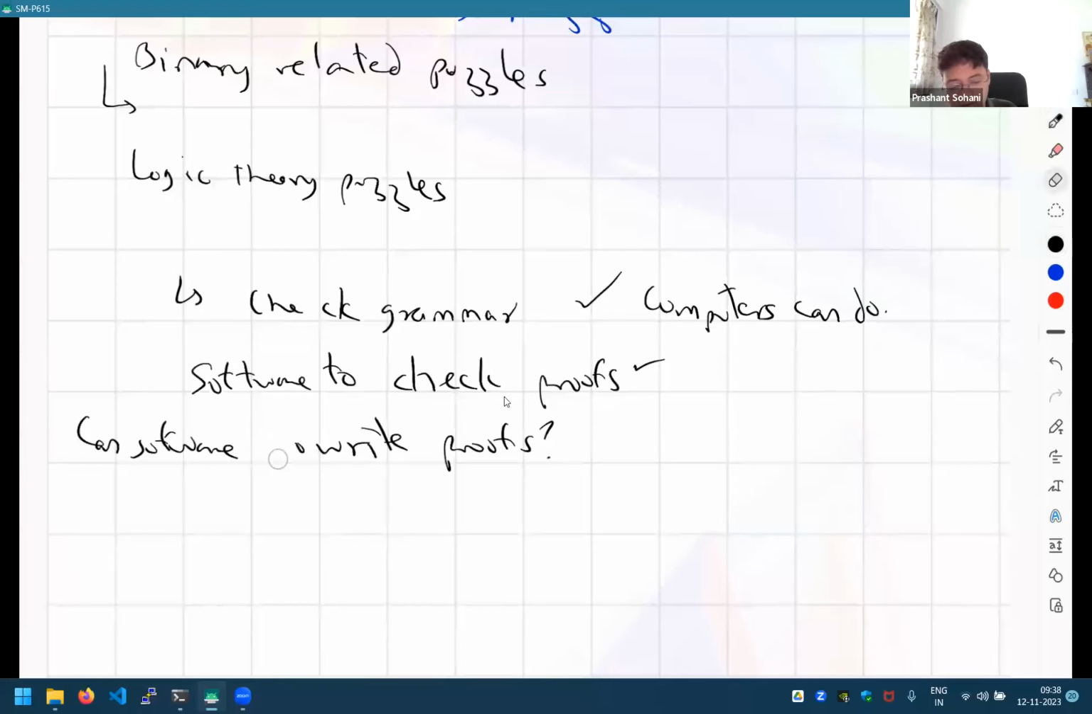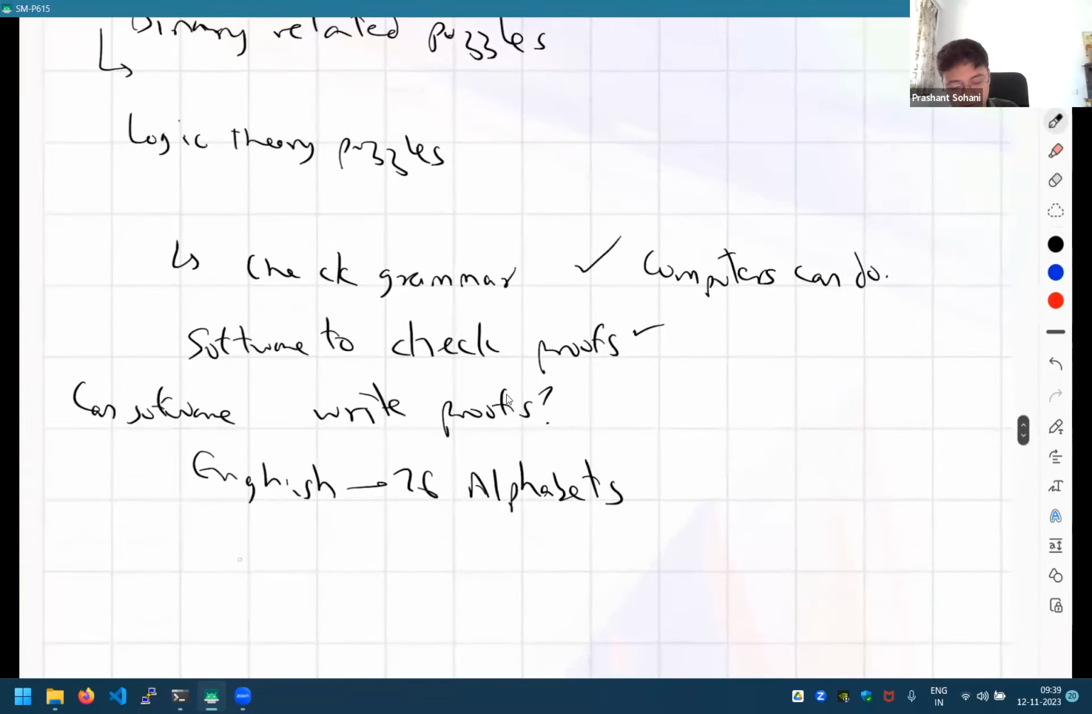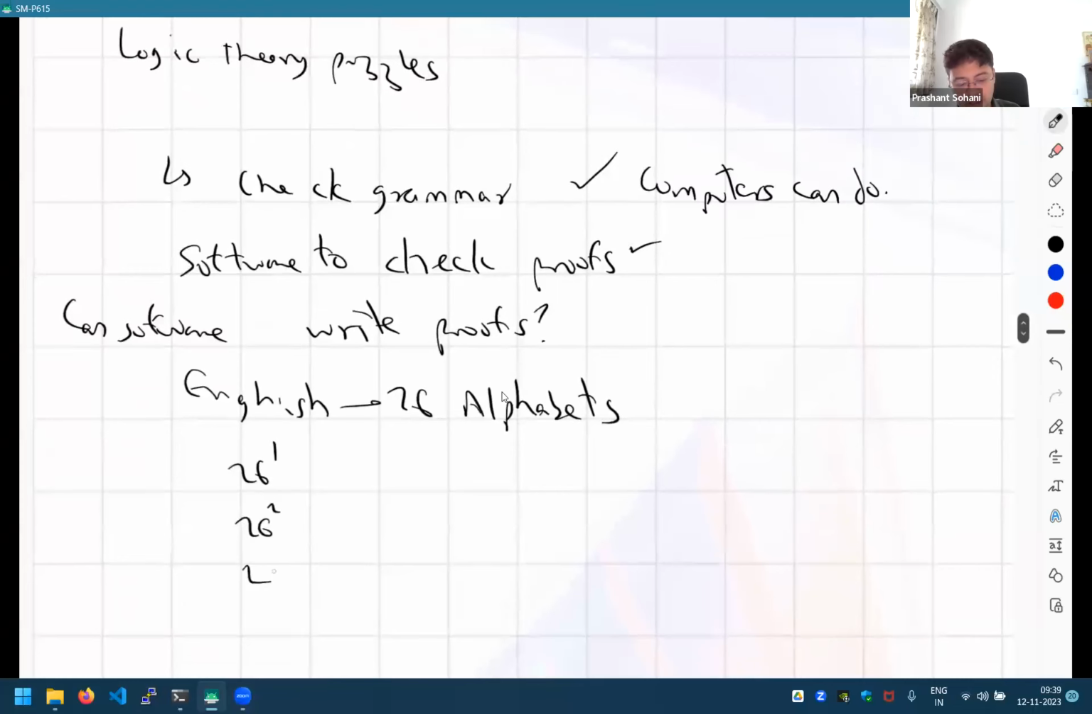So on a very basic point, one can say technically yes, in the sense we can always have a software which keeps generating larger and larger random sequences of characters, right? And we all know that if, let us say, English has 26 alphabets, then all strings of length 1, 26 raised to 1 strings of length 1, are there, 26 squared strings of length 2 are there, and so on and so forth.